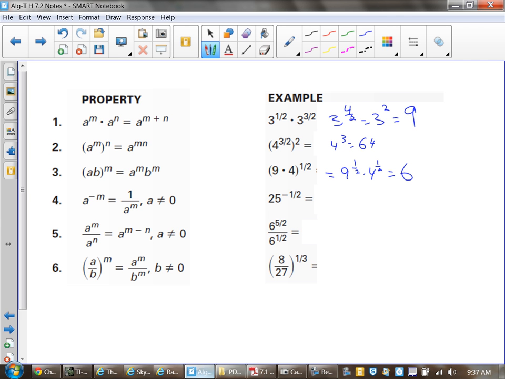Anytime you have a negative exponent, is it happy where it's sitting? No. So it's not happy in the numerator in this case, so where does it go? Down. Okay, so you have 1 over 25 to the half. And again, what does the half power mean? Square root. What's the square root of 25?